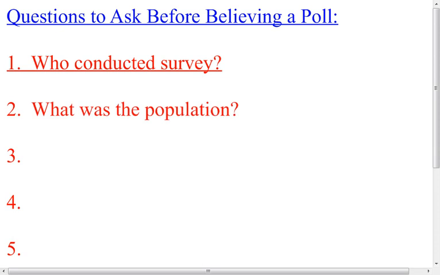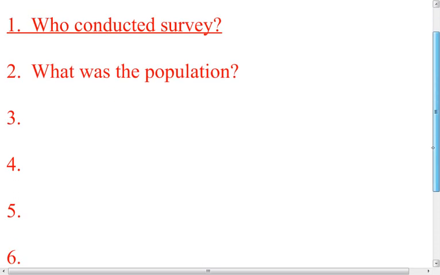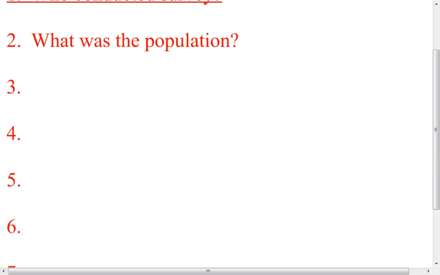What was the population? You want to know who they were targeting. Who were they referring to? Were they referring to just men, just women, old people, young people, a certain area of the country, whatever. You want to know what the population was. How was the sample chosen? The key word you want to look for is randomly. If you see something reported as a result from an online poll or a phone-in poll or whatever, and it doesn't use the word randomly, that is a big red flag.